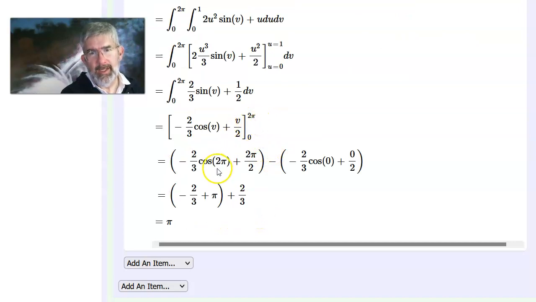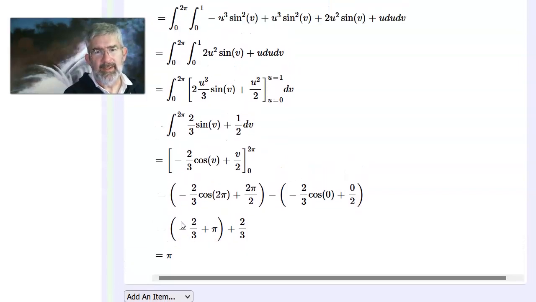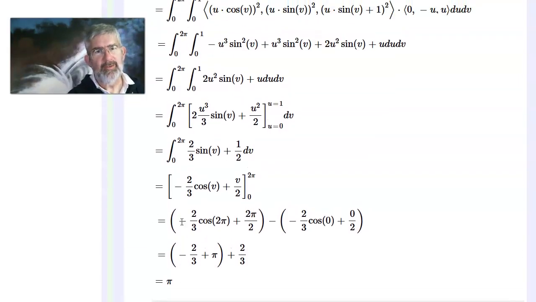So I plug in the 2 pi to get negative 2/3 cosine 2 pi plus 2 pi over 2, minus what I get when I plug the 0 in, negative 2/3 cosine 0 plus 0 over 2. So the cosine of 2 pi is 1, so I get negative 2/3 plus pi. And again, this is a 1, so I get a minus 2/3 plus 0. The minus 2/3 and plus 2/3 cancel out, and the answer here is pi. The flux across that surface for this vector field is pi.